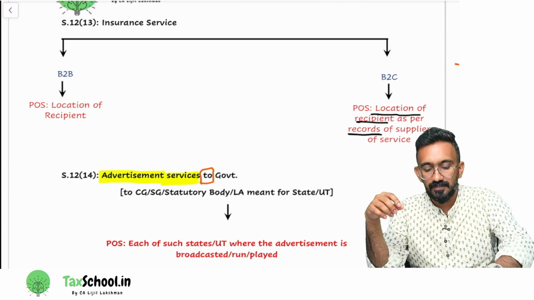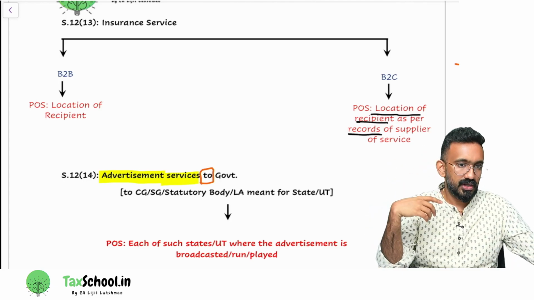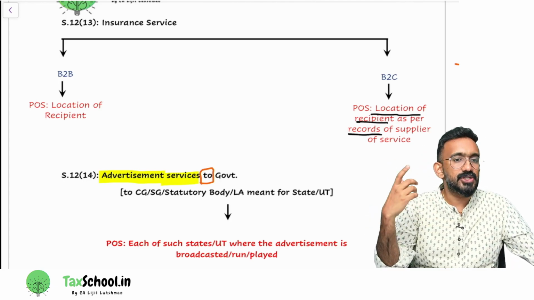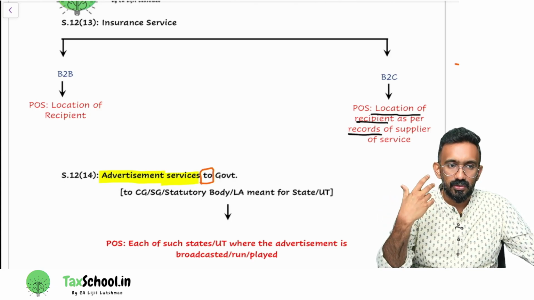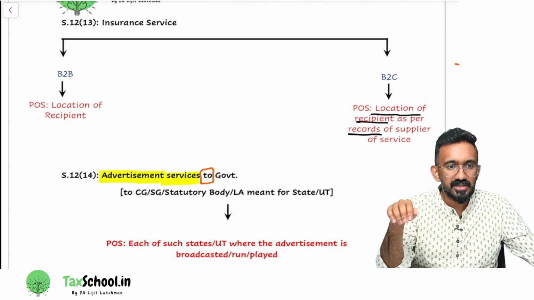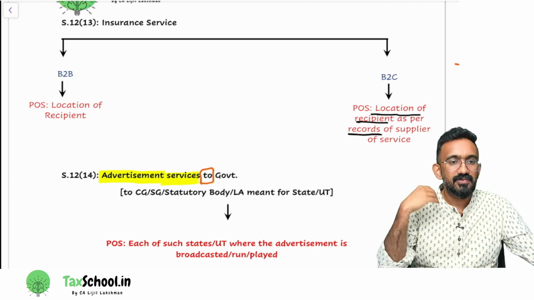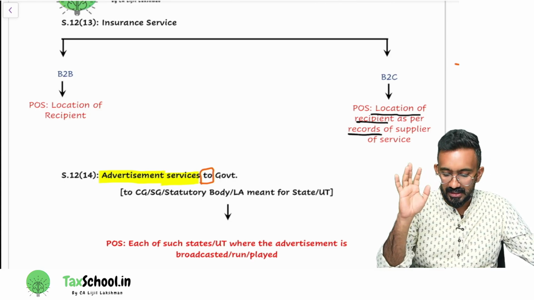Say I'm taking insurance on the flight while I'm traveling, travel insurance. Am I a registered person? No. Then what will be the place of supply? Whatever address I have given while taking the insurance. If I'm a registered person, my address as per my GST certificate. That is the provision they are saying.